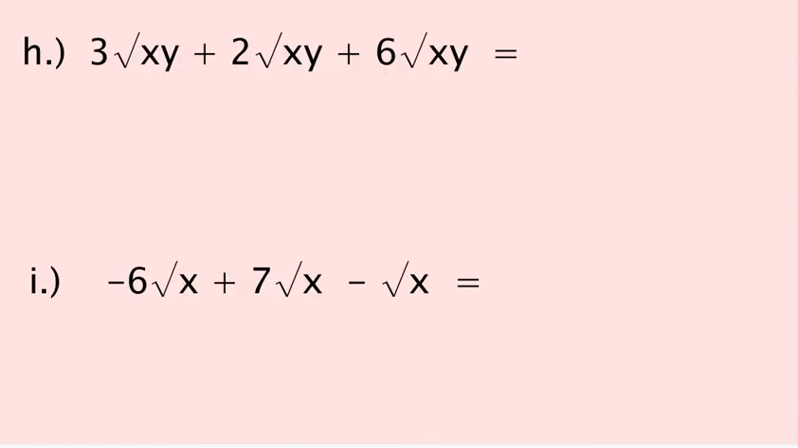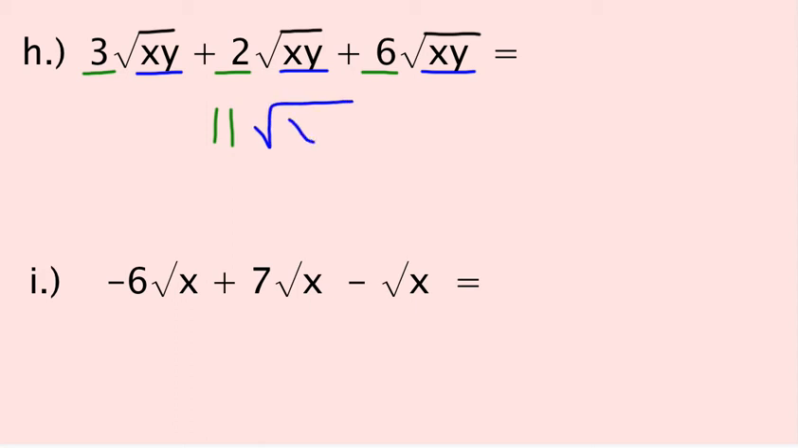All right, now what we have are some variables underneath our radicals. So let's see if they're alike. We have the square root of xy, the square root of xy, the square root of xy. All of them are alike, so we can go ahead and add their coefficients. 3 plus 2 plus 6. 3 plus 2 is 5, plus 6 is 11, and then the xy with the square root comes along for the ride.